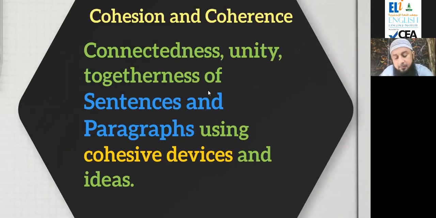After lexical resources comes third, that's cohesion and coherence. Let me see what's there, something in the chat. The red word is wrong. Okay, cohesion and coherence, the connectedness. We will learn about what coherence and cohesion is. Connectedness, unity, togetherness of sentences and paragraphs, using cohesive devices and ideas. This is what they both mean.